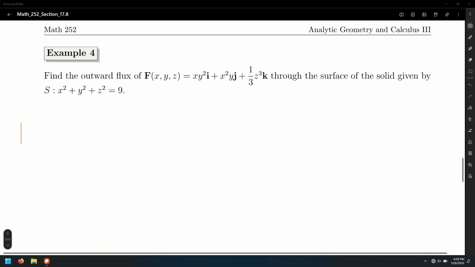Sample number 4. Find the outward flux of F given by xy squared plus x squared y plus 1/3 z cubed in the direction of k through the surface of the solid given by x squared plus y squared plus z squared equals 9, which is a sphere centered at the origin of a radius 9.